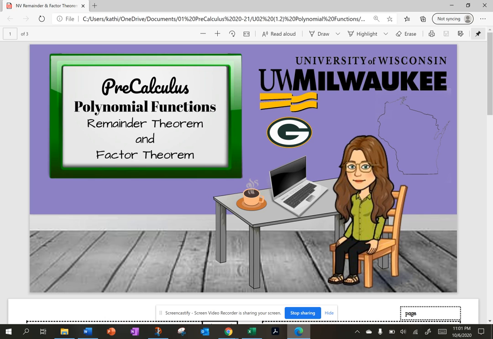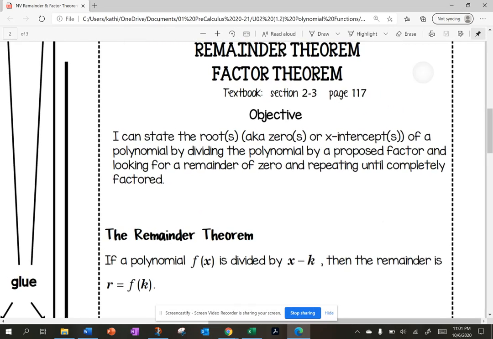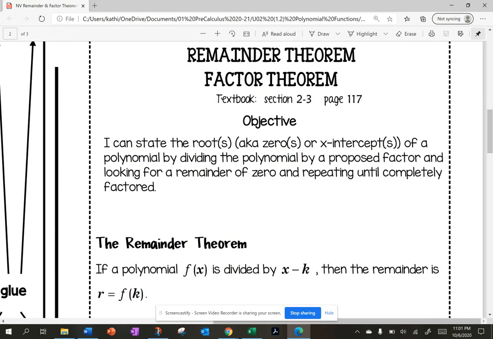Today's lesson is about the remainder theorem and the factor theorem. So our learning objective is, I can state the roots, also known as zeros or x-intercepts of a polynomial by dividing the polynomial by a proposed factor and looking for a remainder of 0 and repeating until completely factored.